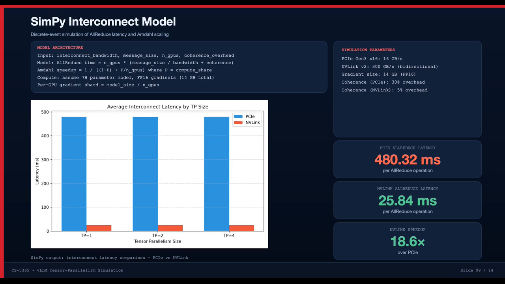What jumps out immediately is the massive gap between the two bars. PCI Express latency is approximately 480 milliseconds per AllReduce operation, and the NVLink latency is only 25 milliseconds per AllReduce operation, which is an 18.6-fold difference. With PCI Express's high latency, the communication overhead dominates execution beyond 2 GPUs, limiting efficient tensor parallelism to TP equals 2. NVLink's lower latency shrinks the serial fraction sufficiently to enable efficient scaling for 4 GPUs.